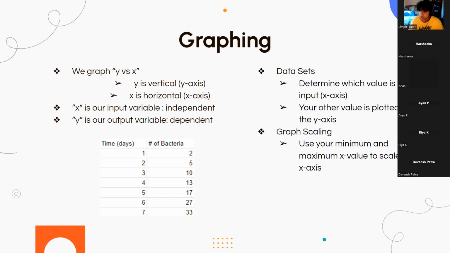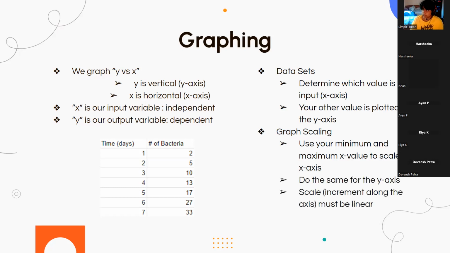One big thing is that you do not have to start either of your axes from 0. You just need to make sure that your scale is linear. So if your measurements range on the x-axis or the y-axis from like 500 to 600, you can start your graph from 500 and increment it to 600 linearly. It does not have to start at 0. I think that's an important thing because people always tend to just start at 0 even if they don't need to. You do not need to with your graphs. And then after you scale your graph, we plot our data.